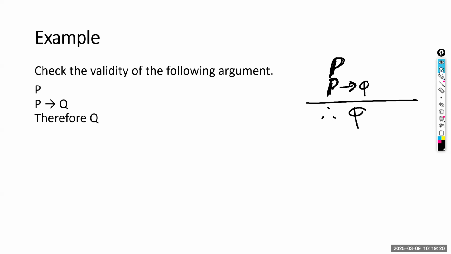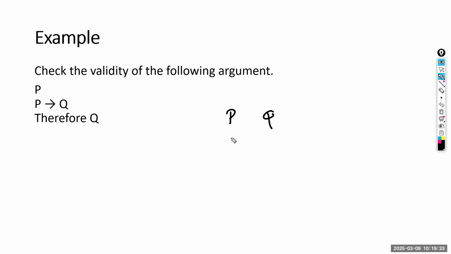So let's take sort of a mechanical approach. So now we have two variables, P and Q. So what are the possibilities? True, true, true, false, false, true, false, false.